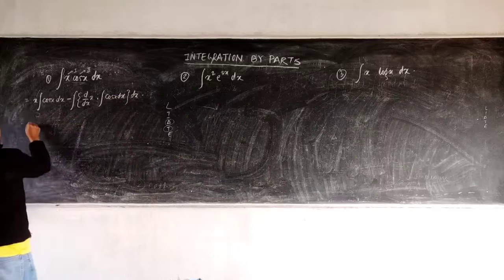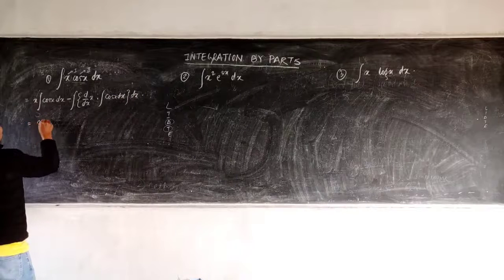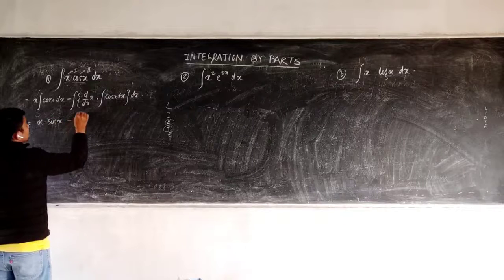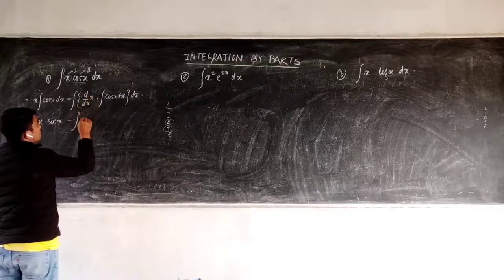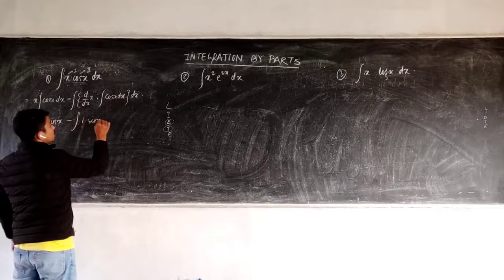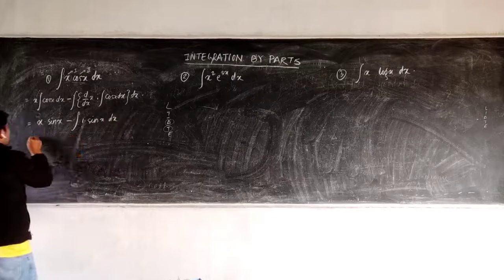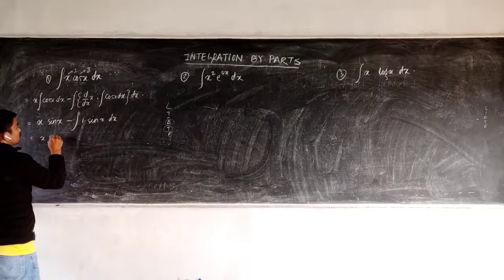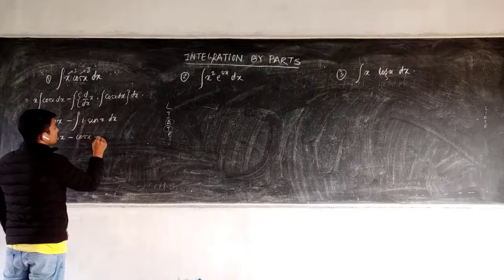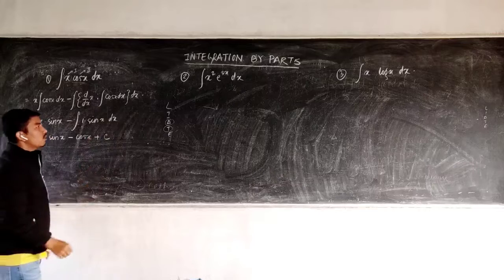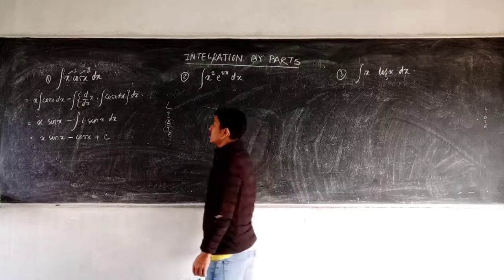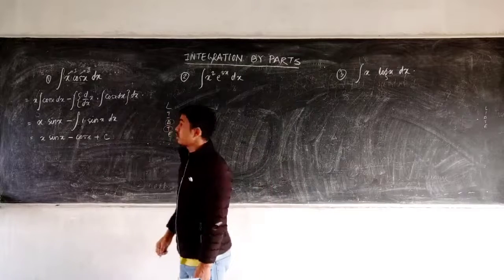So simply applying the formula, I have x into the integration of cos x, which is written as sine of x, minus the integration of the derivative of x, which is 1, into the integration of cos x, which is sine x, dx. And finally, I can write this as x into sine of x minus, now the integration of sine x again is cos of x, plus c, where c is the constant of integration. So this is how we solve the problems related to the algebraic and the trigonometric function.